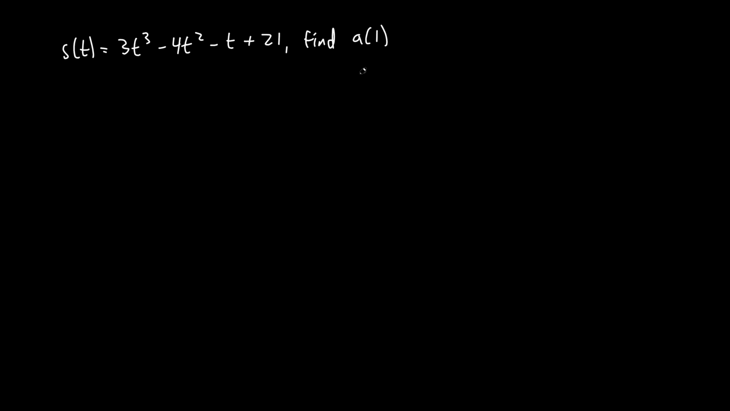So what we're going to go ahead and do here is start with our position function. And what we're going to have to do is take two derivatives. So we know that starting at position, if I take one derivative, that would bring me to velocity. And if I take one more derivative after that, I'll be able to get acceleration. And this is what I want, right? I want to find the acceleration at time 1.